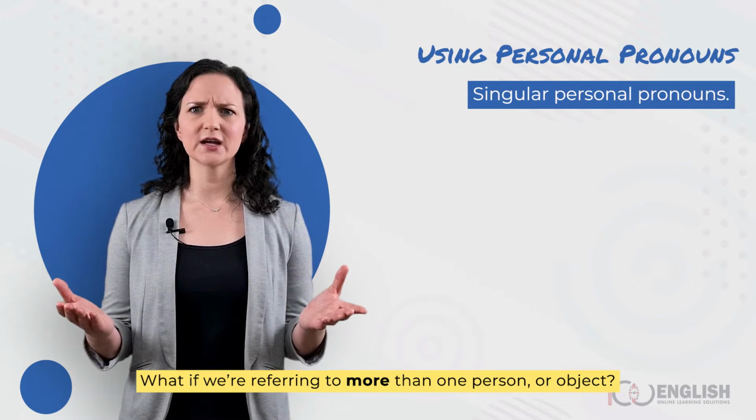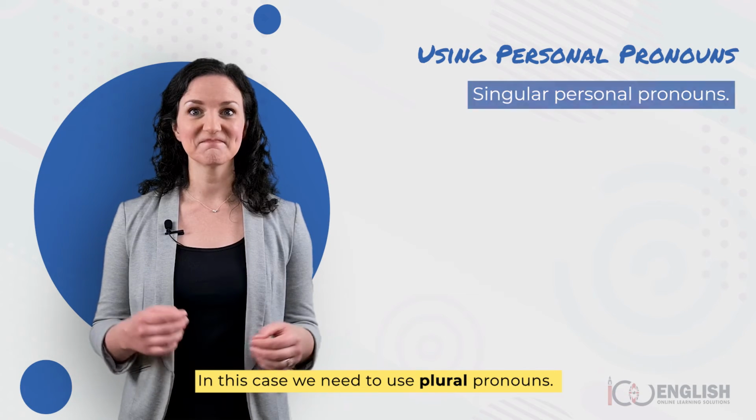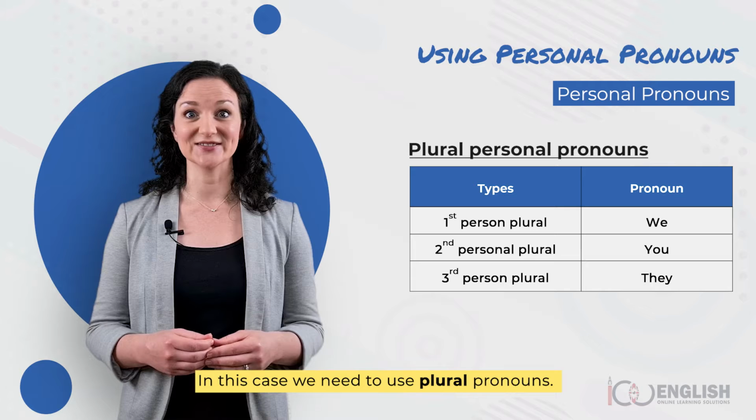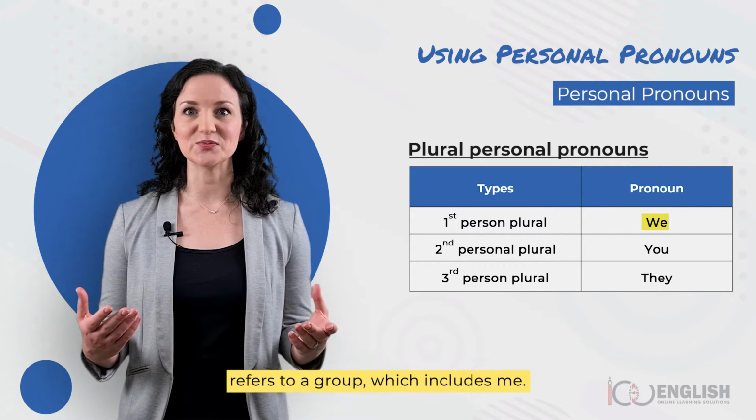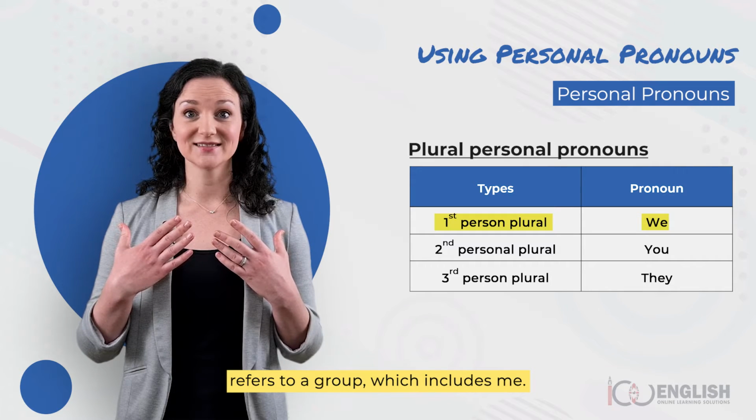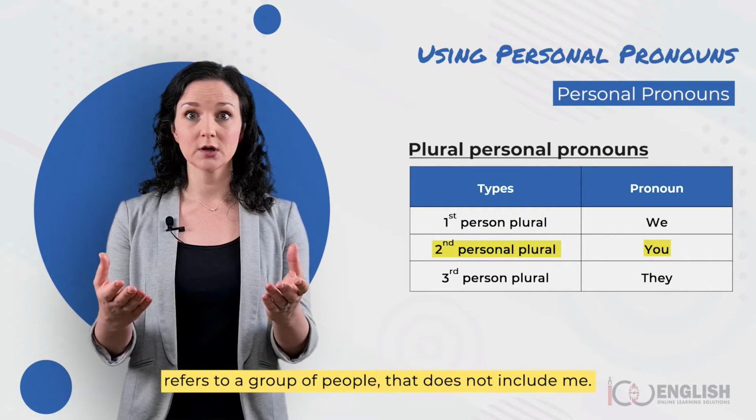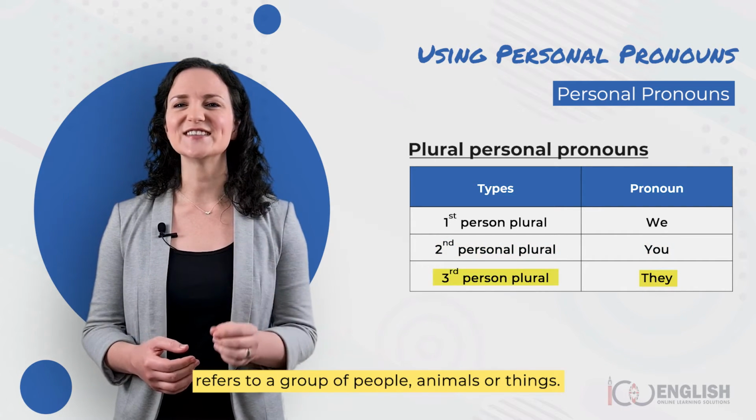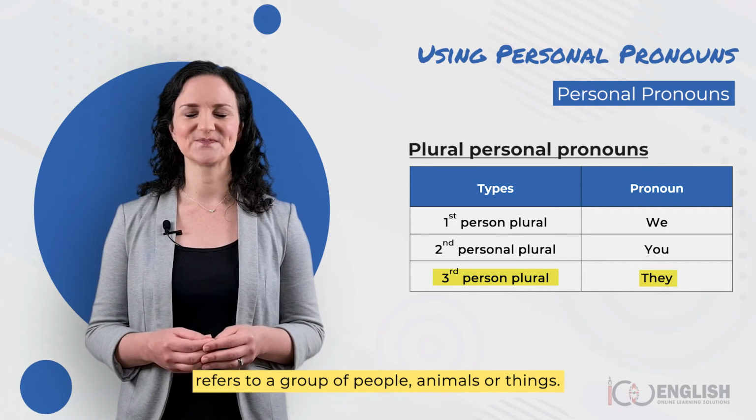What if we're referring to more than one person or object? In this case, we need to use plural pronouns. We refers to a group, which includes me. You refers to a group of people that does not include me. They refers to a group of people, animals, or things.